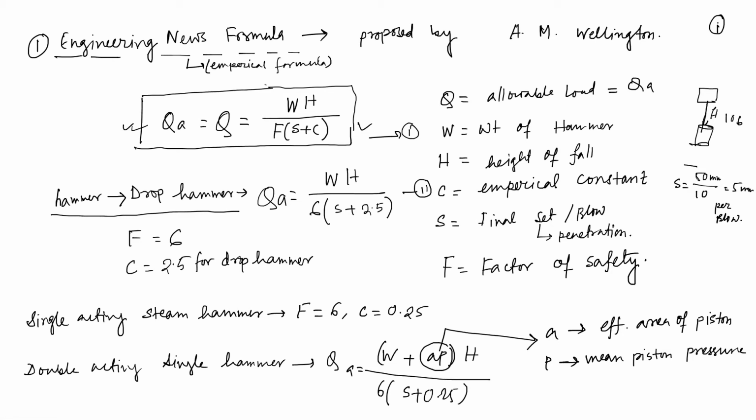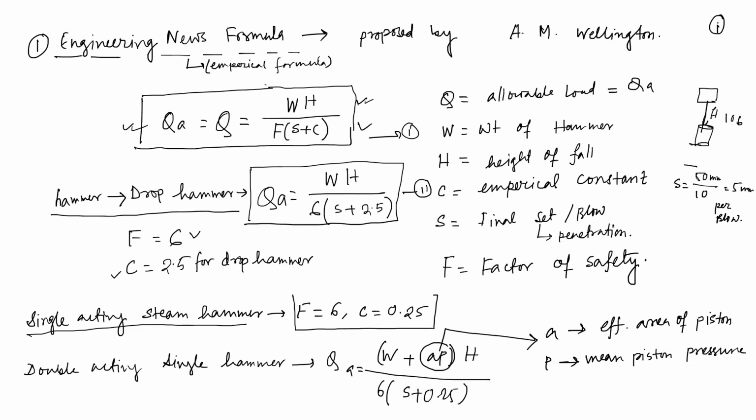This is your main equation, and if the hammer is a drop hammer, then this is your equation, where F equals 6, C equals 0.25. If it is a single acting steam hammer, then the formula is unchanged, F is unchanged, but the C value is changed.